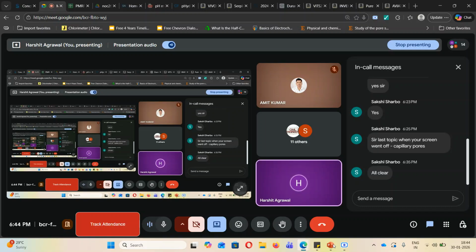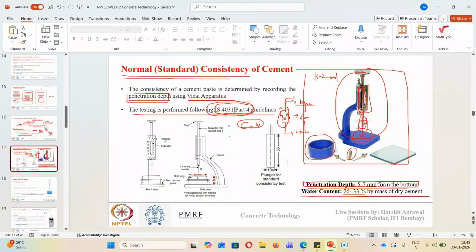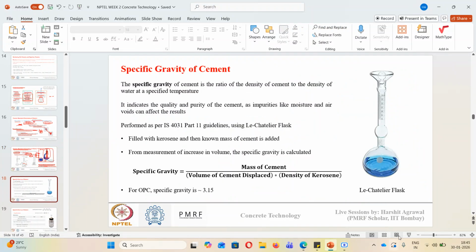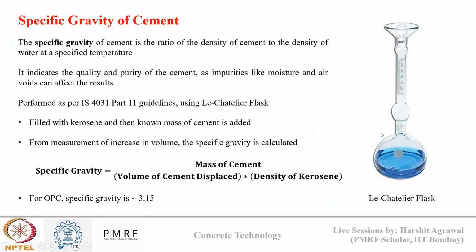What is the Vicat apparatus, how we proceed along with the test, and how we measure penetration, the iteration part. Any doubt in that? Okay, if there are no doubts, I'll proceed ahead. So that was standard consistency.